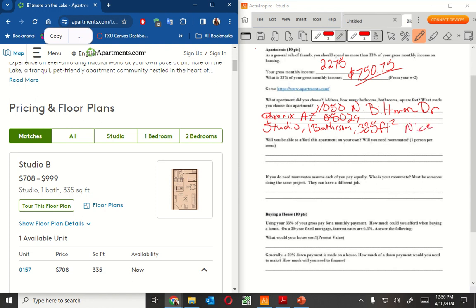Okay, so basically you're filling in where it is, and we said no roommates. And this is 708. So 708 a month is within my budget, so I can afford it. There we go. Do you need roommates? Okay, now right here. There we go. I don't even have to enter anything there. That's it. Was that so hard?